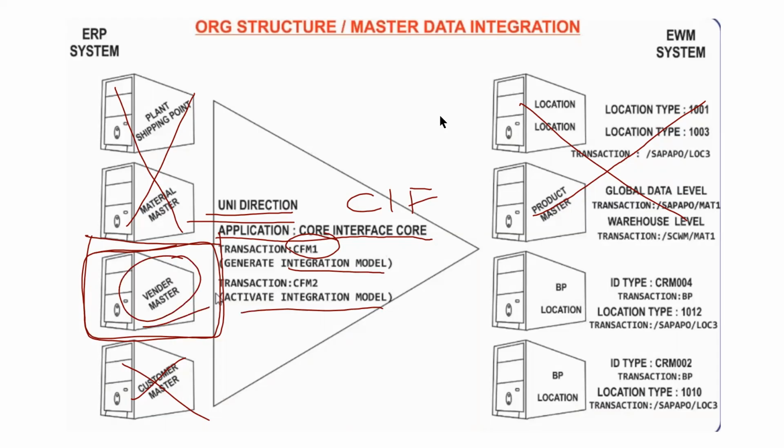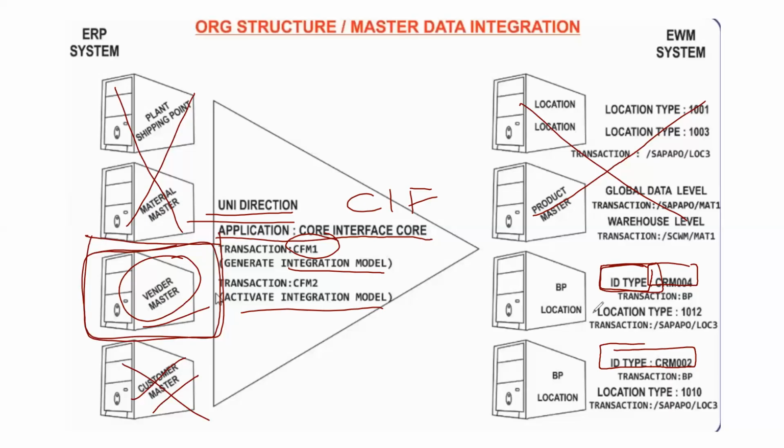If I'm creating the vendor or the customer, they are differentiated by the ID types. This is important. Here for the vendor, we are going to use CRM004, and for the customer, we are going to use the ID type CRM002. We will see how they change.